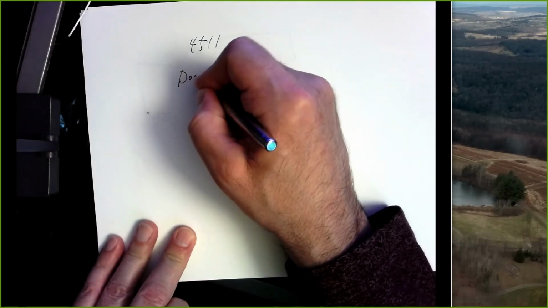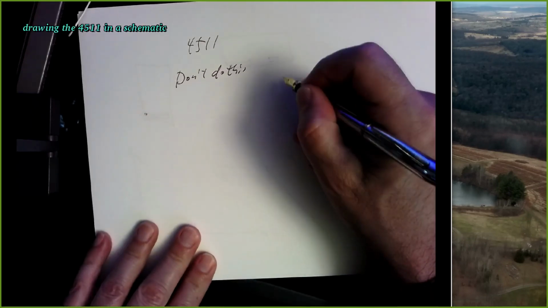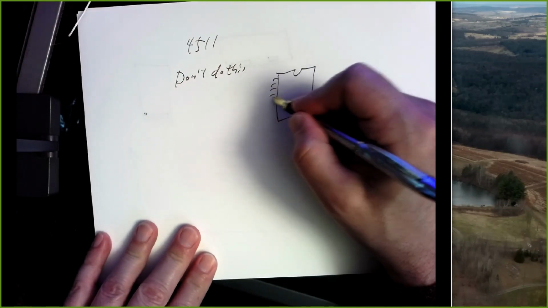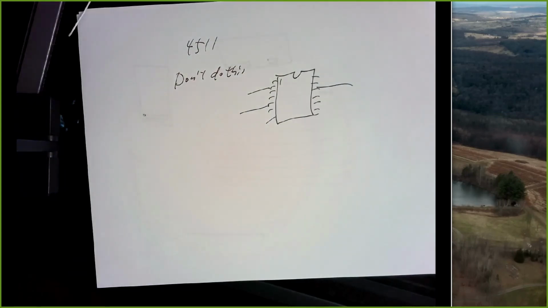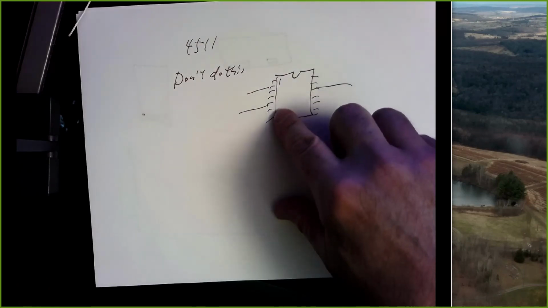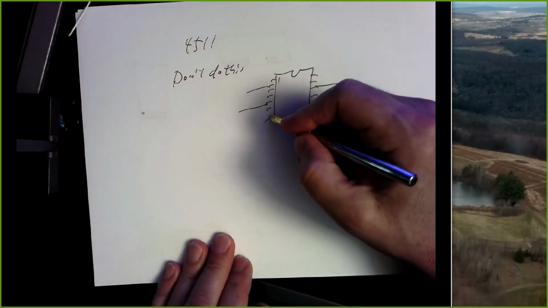Let me get focus here. So for 4511, don't do this. And then I'll show you what you can do. I don't know if it's 7 pins or 8 pins, but don't do this. Don't draw a picture of the actual chip and then show which pins you connect to. That's useful for wiring the chip, but it's not terribly useful for looking at the schematic and understanding what the schematic says. If you look at the picture of the chip, it's actually a 16-pin chip.